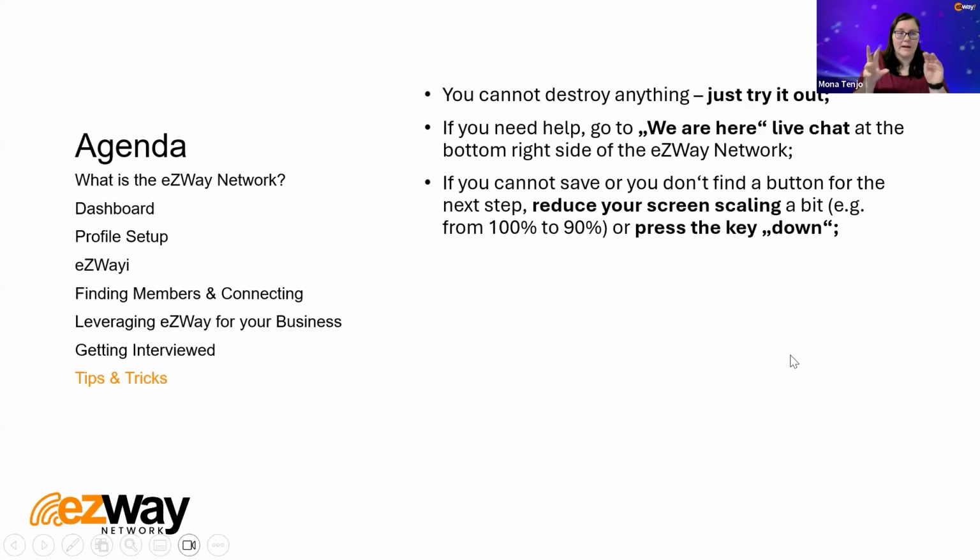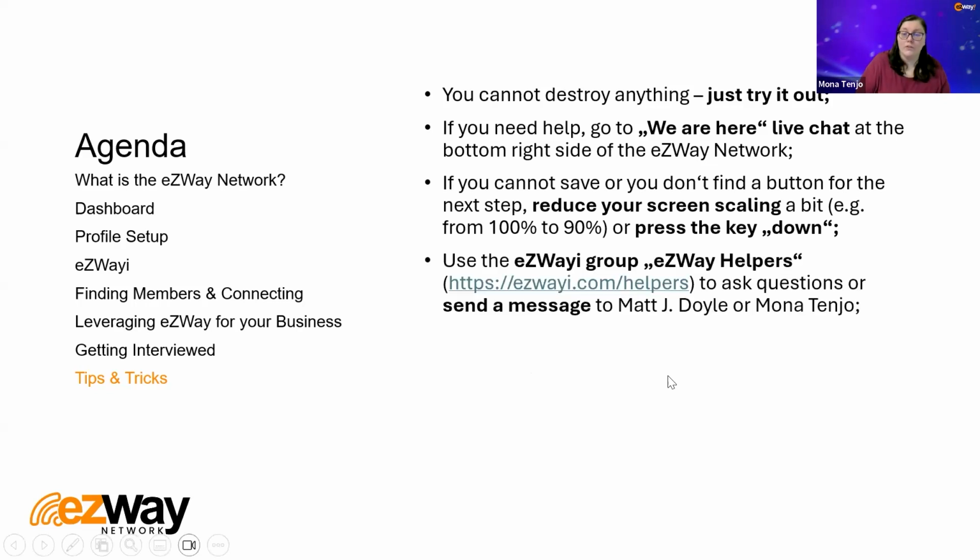Again, if you don't see a button, either you just reduce the screen a bit or you scroll down. So usually you always have options to scroll somewhere. If you cannot see a save or a post button, just scroll a little bit down. It is there, okay? Just maybe don't see it right away. Also, we have an eZWay group where you can ask any questions, okay? So either you send a message to either Matt or to me, or you can also go into this eZWay group, and we are going to help you there as well. And we're also going to share a lot of information in this group going forward as well.